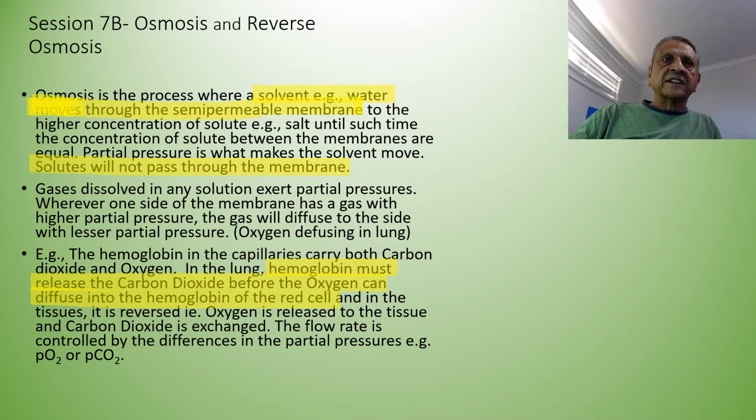immediately enters into the hemoglobin, because the oxygen partial pressure in the hemoglobin becomes less, and therefore the oxygen enters and goes into the hemoglobin of the cell. In the tissues, the process is reversed. The flow rate, therefore, is controlled by the differences in the partial pressures, that is PO2 and PCO2.